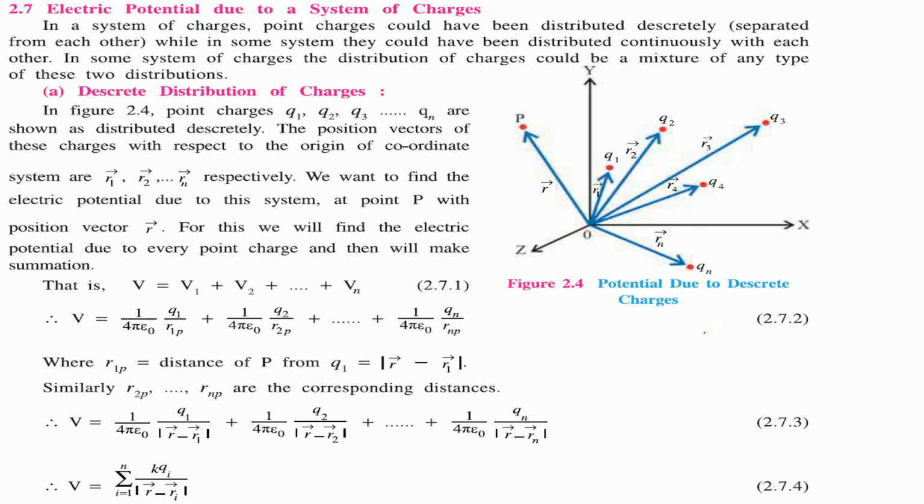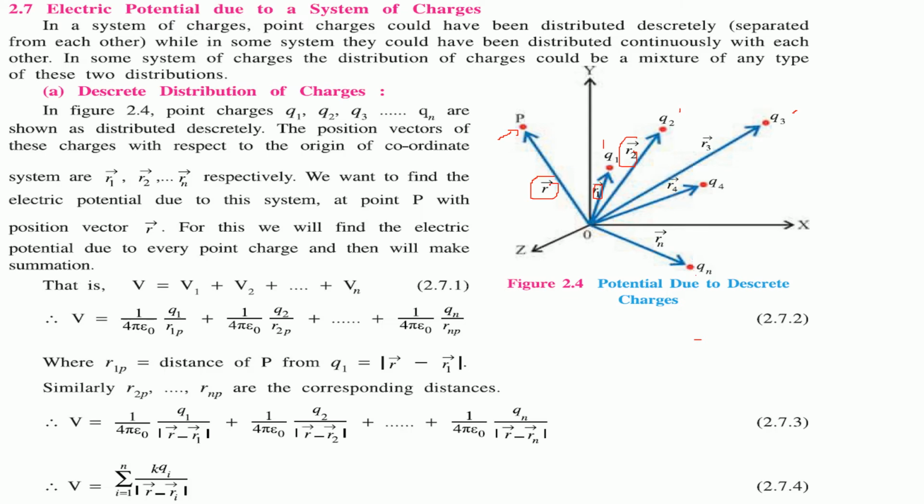If you see in this figure, the points Q1, Q2, Q3, and there can be various charges, let us take it up to Qn. These are distributed discretely, meaning there is no organized manner. The position vector for Q1 we can take as R1, for Q2 R2, and likewise Qn is Rn. We need to find the electric potential due to this whole system of charges at a point P, say this point. Say it has a position vector R.